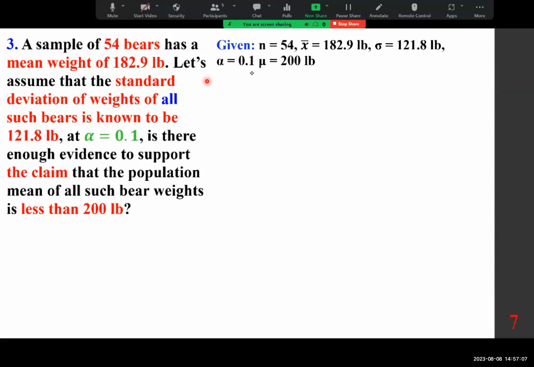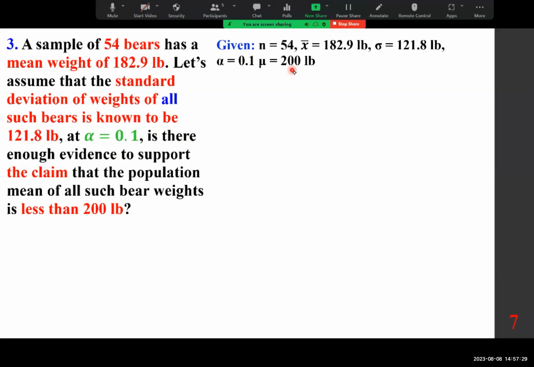Alpha, or significance level, 0.1. Now, when you're checking this, is there enough evidence to support the claim that the population mean of all such bear weights is less than 200 pounds? That means you're assuming mu is 200 pounds. And we are going to go with those 4 steps.